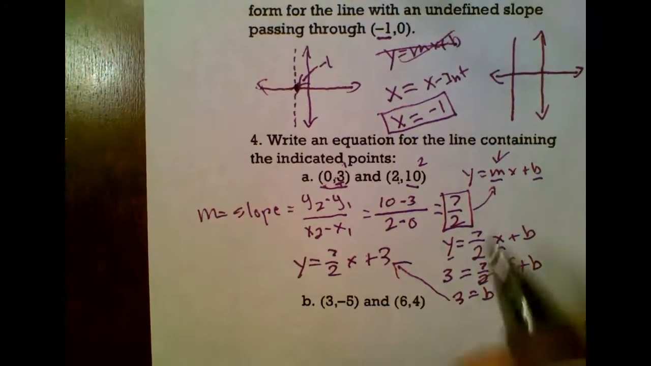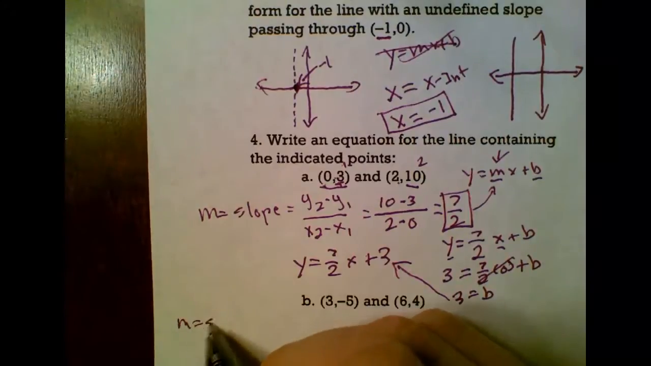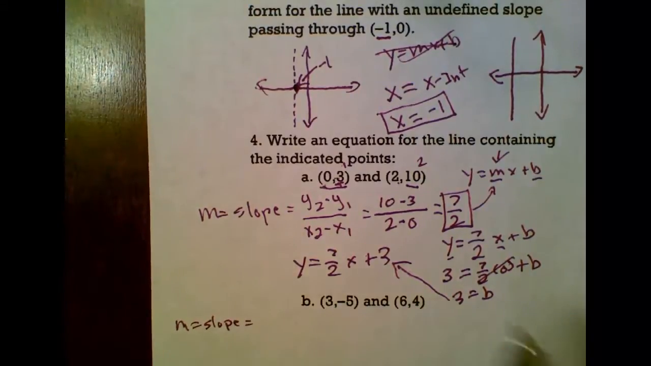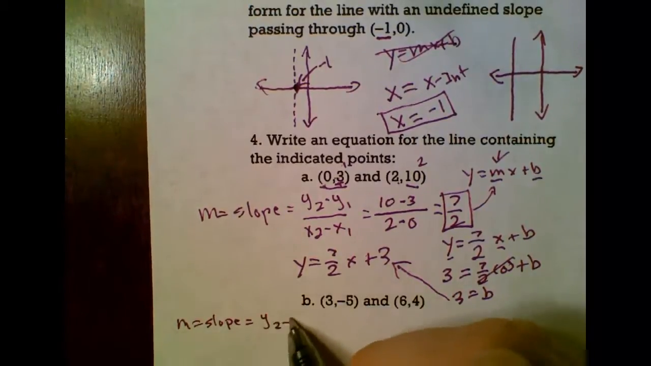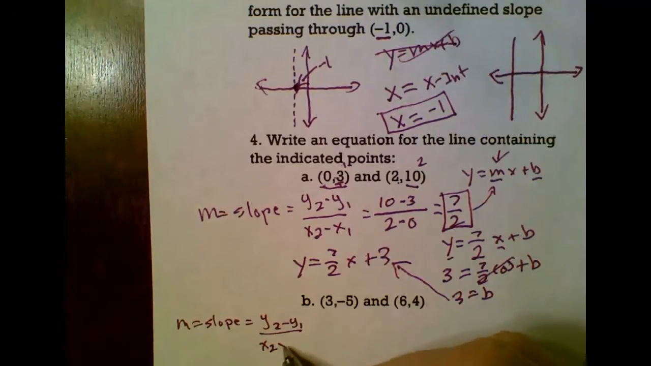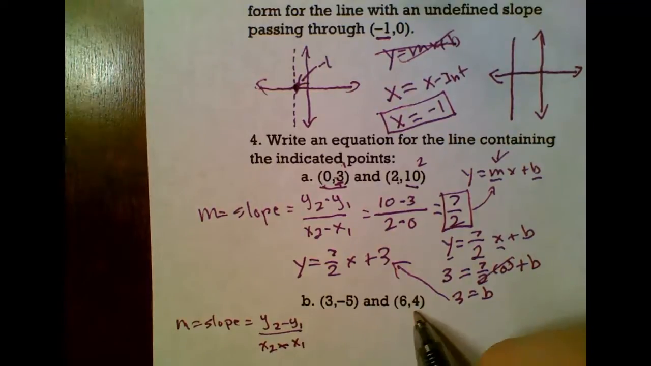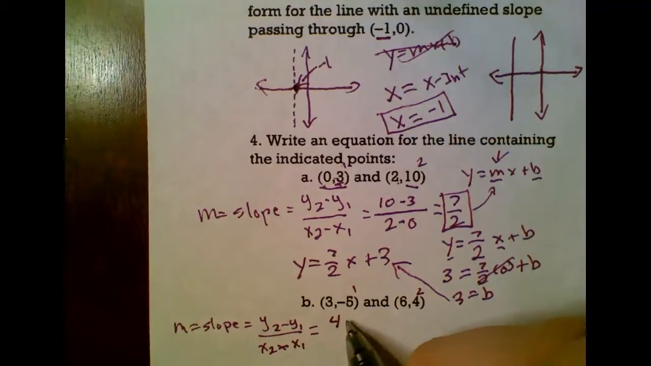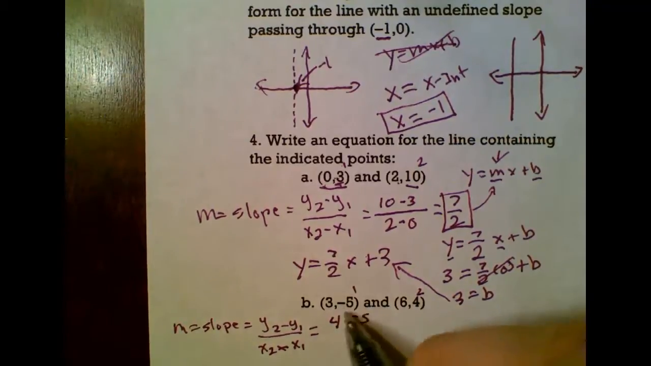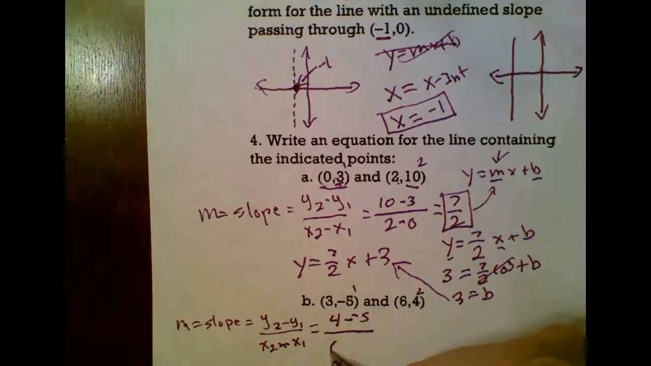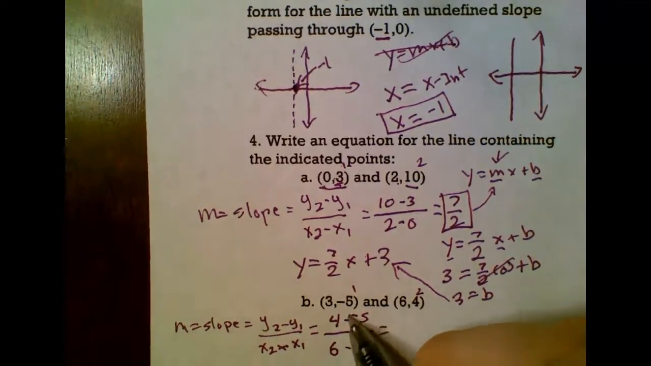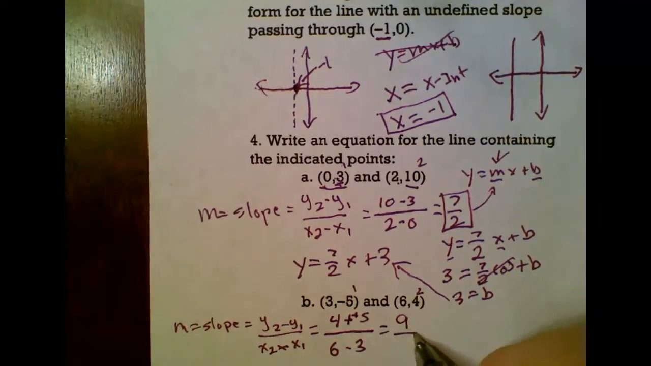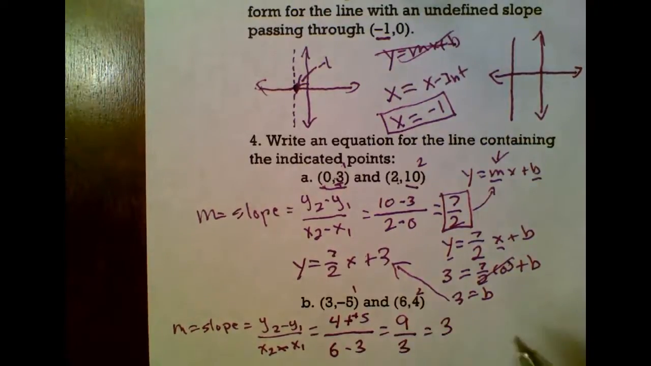So again, we got to find our slope. M equals slope equals y2 minus y1 over x2 minus x1. So let's figure out that slope. We'll make this our second point, that our first point. So we have 4 minus negative 5. That's tricky right there, right? 4 minus negative 5 all over 6 minus 3. Well, 4 minus negative 5 is the same as adding. So we got 9 over 3, which is just 3. So our slope is 3.